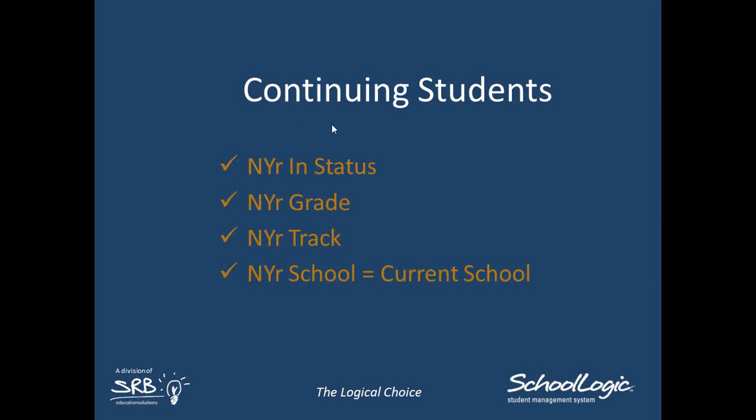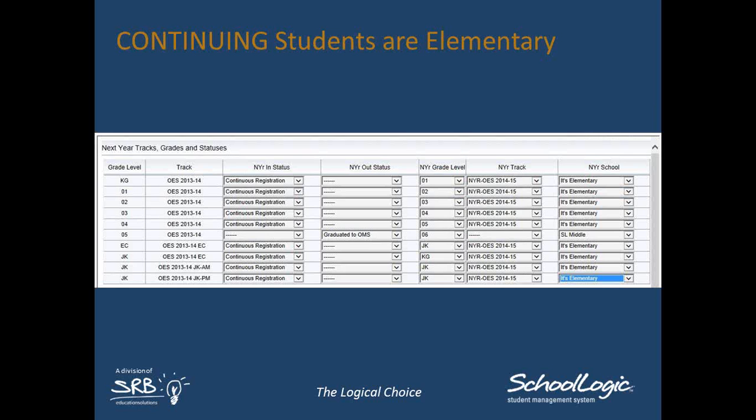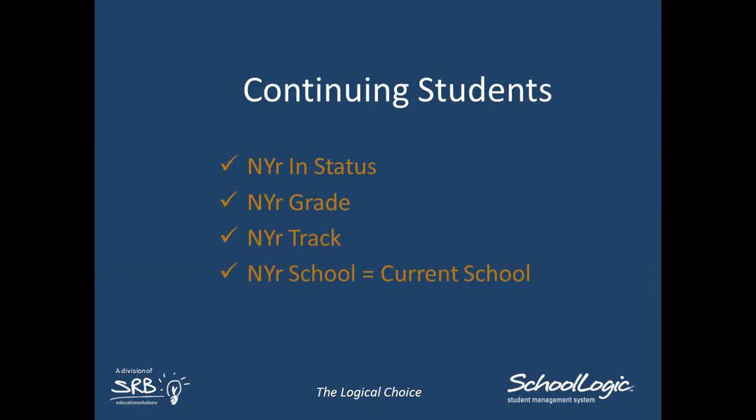So let's talk first about continuing or returning students. On a next year tracks, grades, and statuses screen, I have 5 slots, 5 different pieces of information. For continuing students, I am going to fill out 4 of them. From an individual building's perspective, 4 is the most I fill out for any student. But let's not worry about how many they are. Let's worry about what they are.